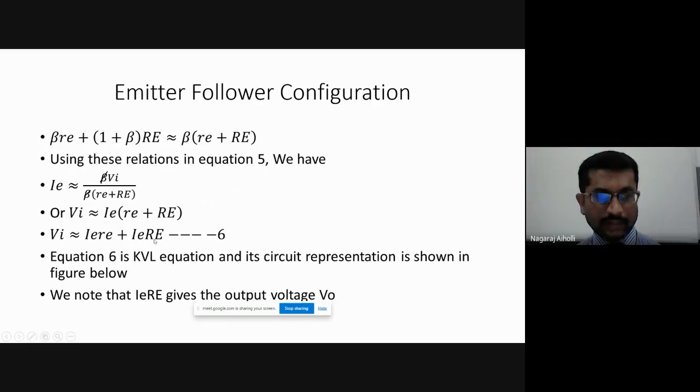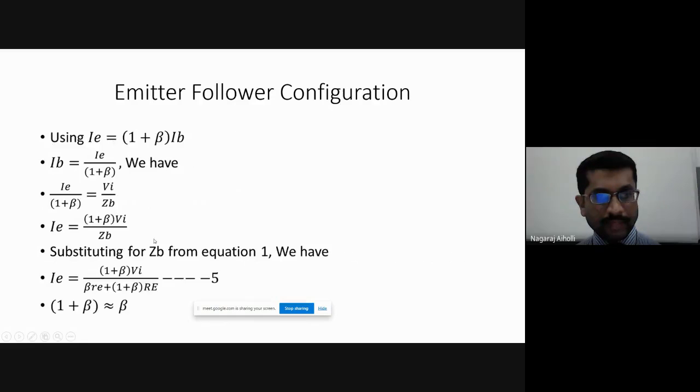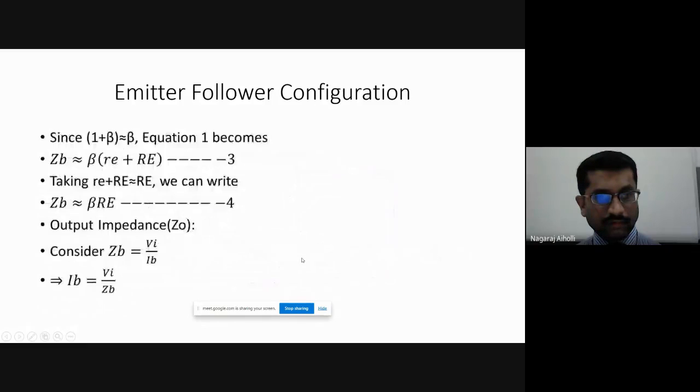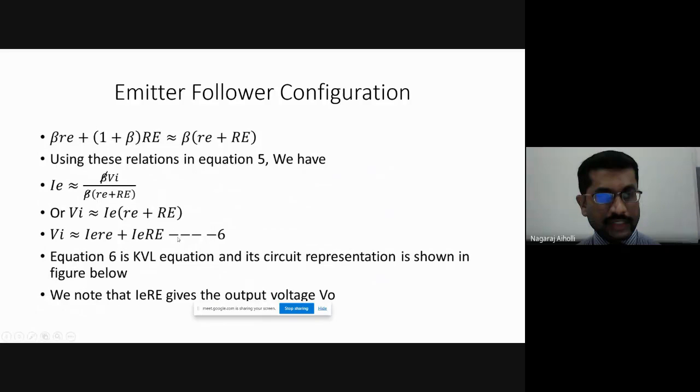IE into capital RE. Because what is IE into capital RE? Just look into the circuit. IE into capital RE is V0, the output voltage, right? Therefore, here we have the equation Vi is equal to IE into small re plus V0.